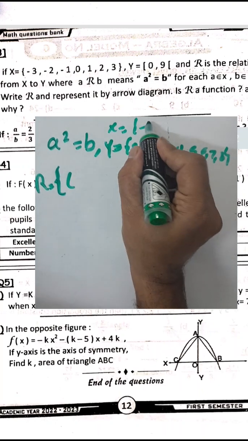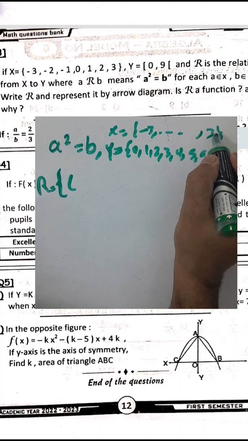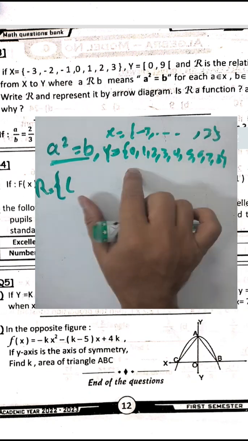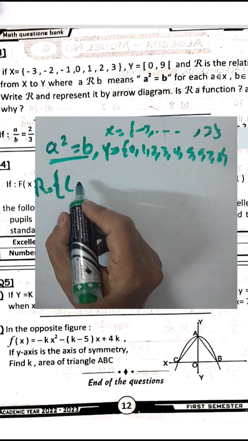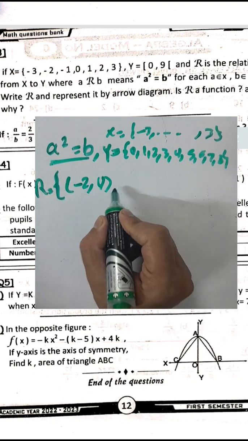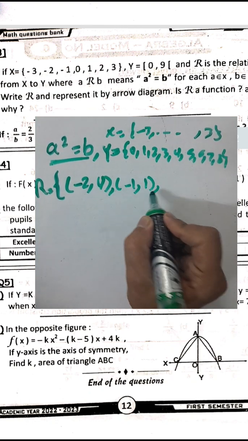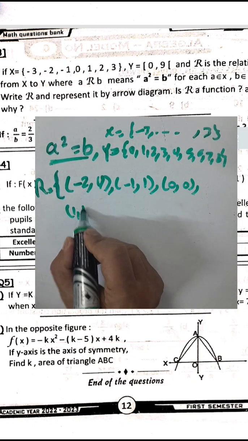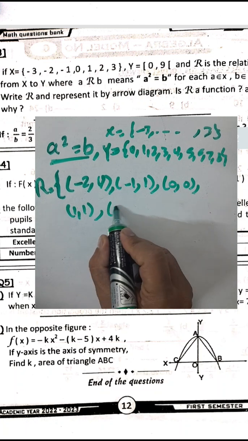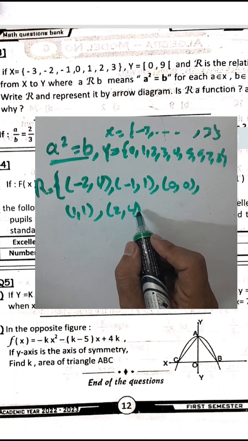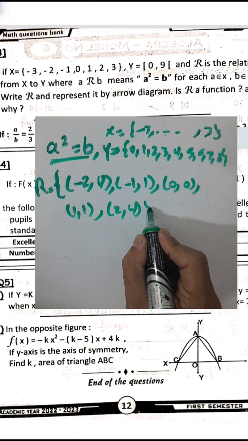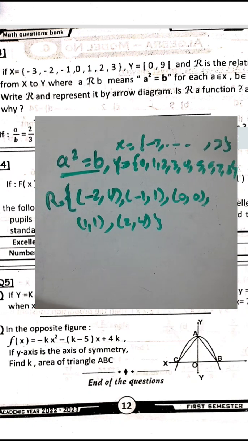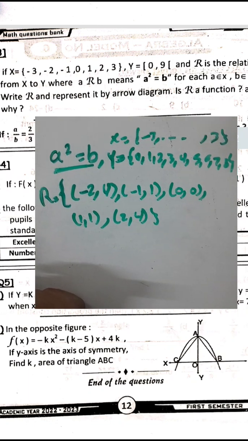Okay, we have a power 2 equals b, and x goes from negative 3 to 3. Then a power 2 equals b: negative 3 power 2 equals 9. We don't have 9 here. Negative 2 power 2 will be 4. Negative 1 power 2 will be 1. 0 power 2 will be 0. 1 power 2 will be 1. 2 power 2 will be 4. 3 power 2 will be 9. We don't have 9 here. It's a relation here. Okay, relation, and then we can find the function.